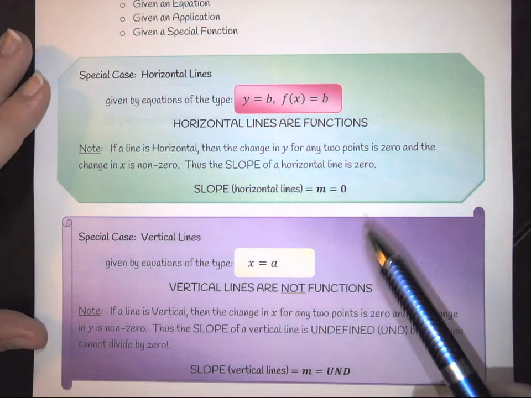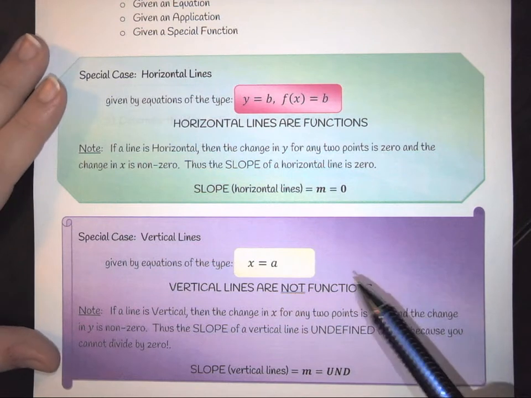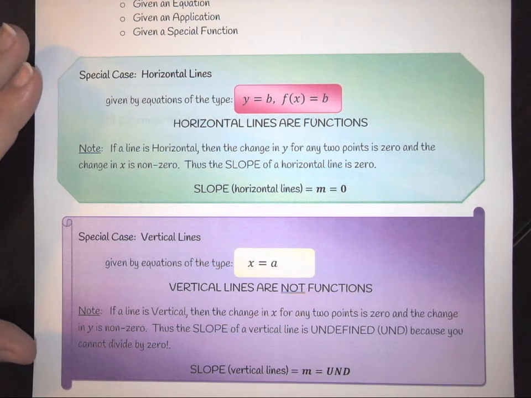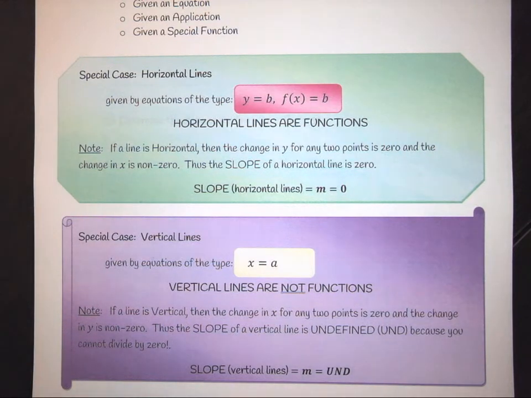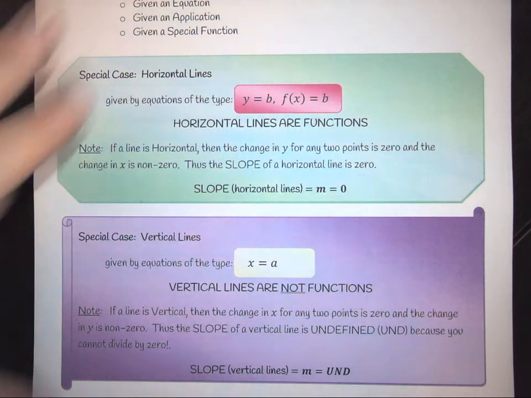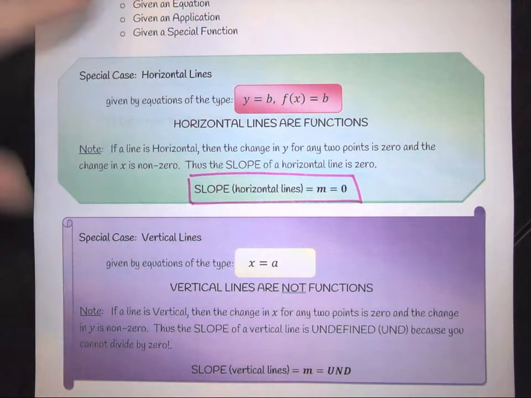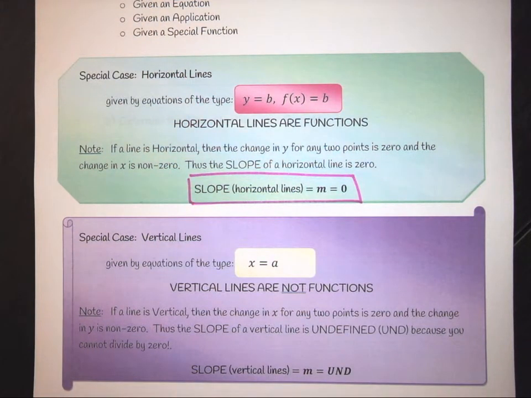Okay. Now, when we're talking about slope, we are talking about the slope of your line. And in this case, because it is horizontal, your slope would be 0. Okay, so a horizontal line, your slope is 0. It is not changing up and down in any way.